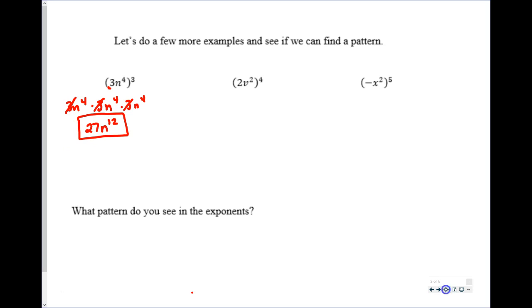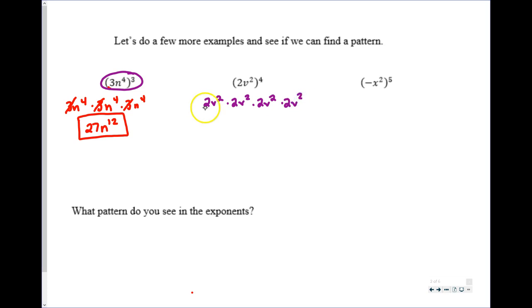Okay, the next one. Remember, we're looking for a pattern for how we go from this problem to this answer. What is the pattern? Is there some mathematical pattern you're seeing? Let's try the next one. This is saying 2v squared all raised to the 4th power. So I have 2v squared times 2v squared times 2v squared times 2v squared.